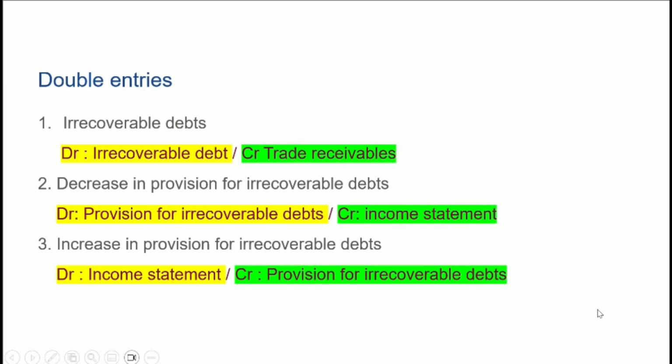These are the double entries for all these three criteria. Irrecoverable debts: debit irrecoverable debts and credit trade receivables. Decrease in provision for irrecoverable debt: debit provision for irrecoverable debt and credit income statement. Increase in provision for irrecoverable debts: debit income statement and credit provision for irrecoverable debt.